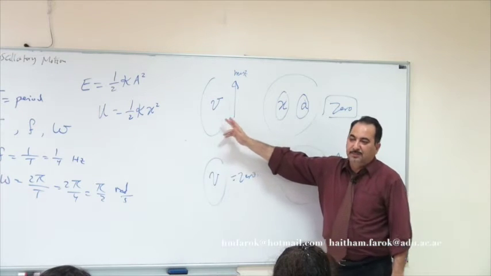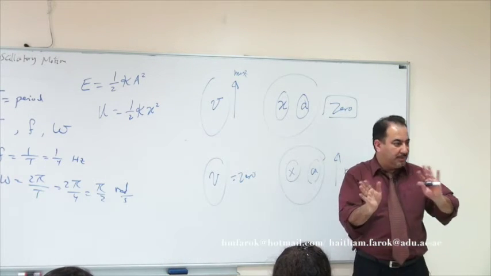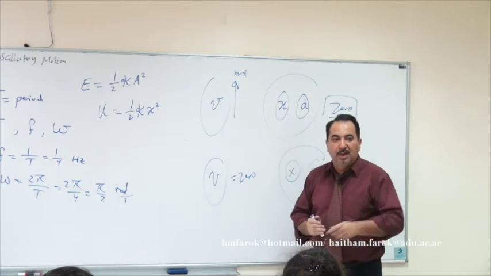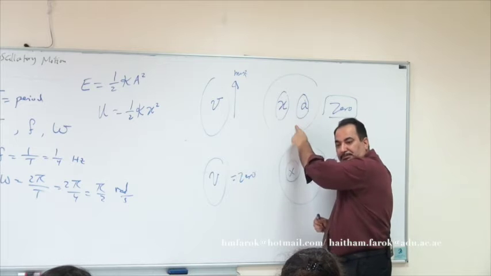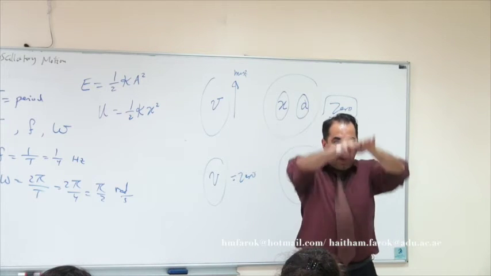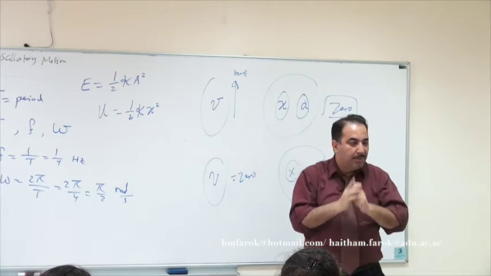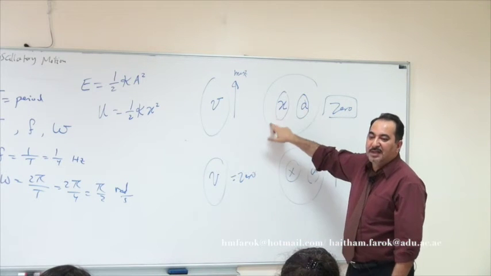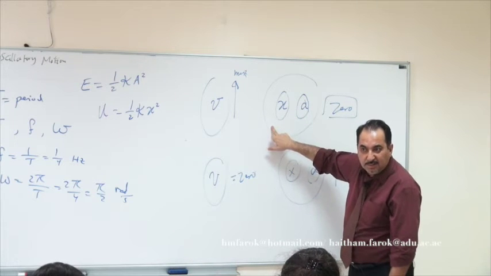So in summary, when velocity is 0, acceleration and position are max. When velocity is max, these two are 0. Now, we distinguish between those two groups. Now we come to compare x with A. Remember, x and A go up together, they come down in value together. So when A is max, x is max. When A is 0, x is 0.